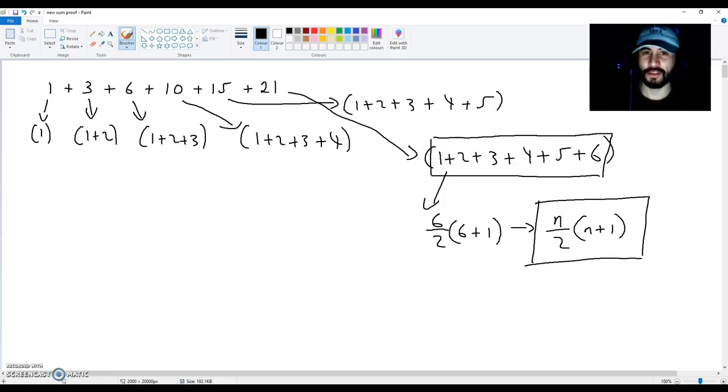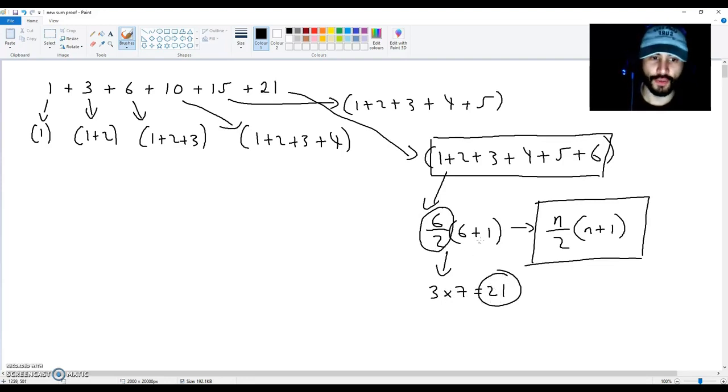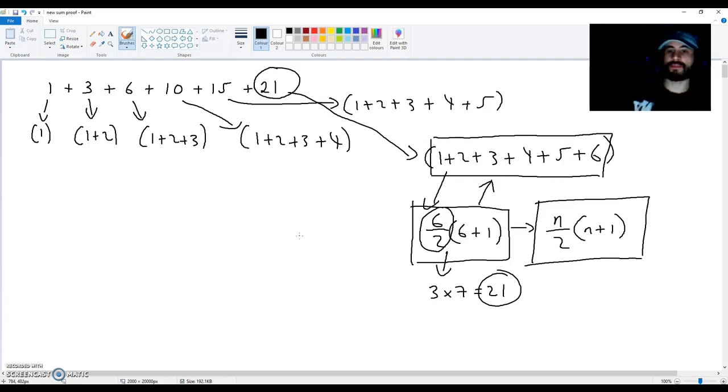Now at first you may not believe me when I tell you this, so let's perform a few experiments so that you get the point. What is 6 over 2 times 6 plus 1? This is going to be the same as 3 multiplied by 7, because 6 over 2 is 3, and that is 21. So we've proven that this over here can describe this, and this describes 21 over here.